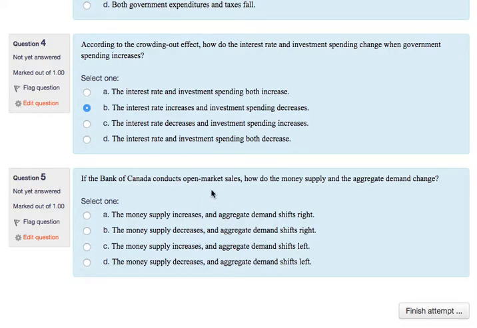So this money does not get multiplied. So the money supply, the money available in the economy, will actually fall. And as the amount of money that's available in the economy falls, we know that it's going to lead to higher interest rates and aggregate demand falling. So the money supply will fall and the aggregate demand will shift left.